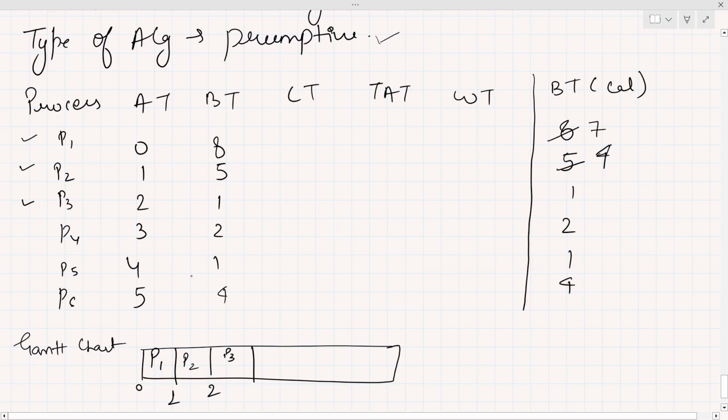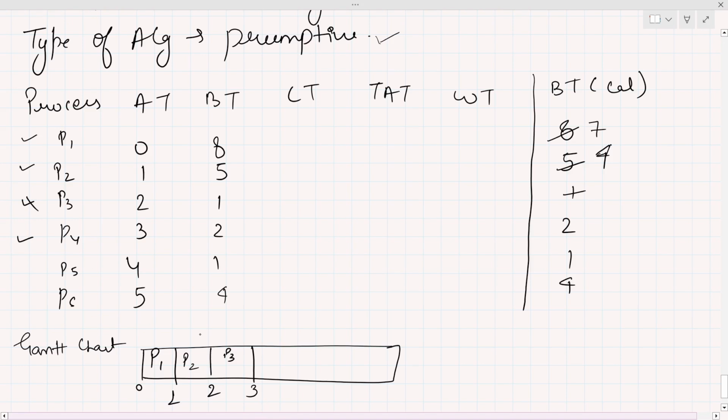It runs till the next arrival time, which is 3, meaning 1, and the burst time is also 1, so you execute only 1, so it becomes 3. 1 minus 1 is 0, so P3 executes successfully. Now at arrival time 3, how many processes are available? P1, P2 and P4. Three processes are available.